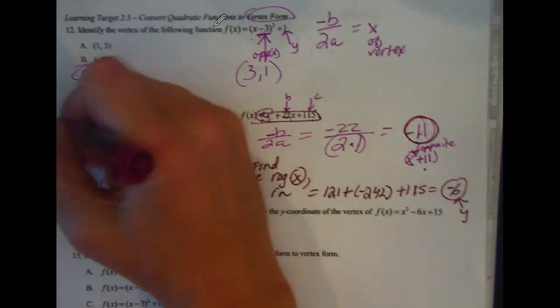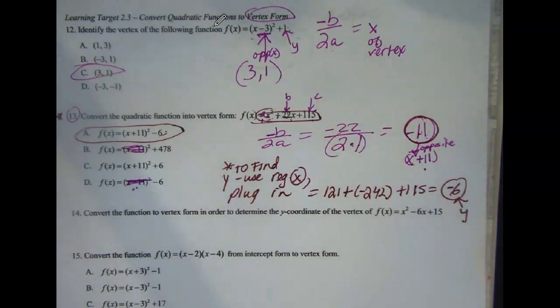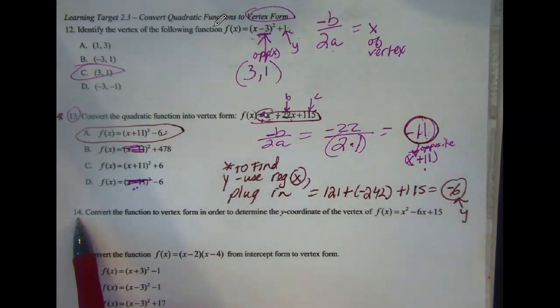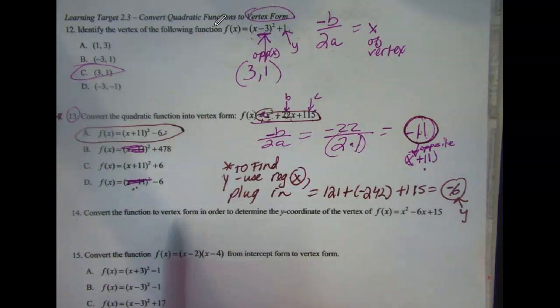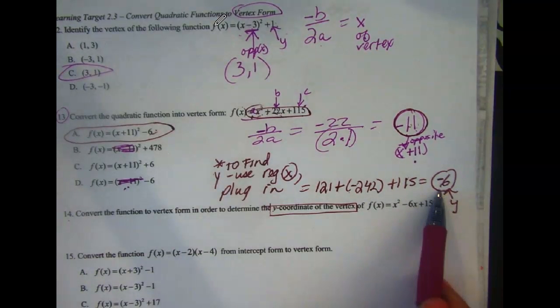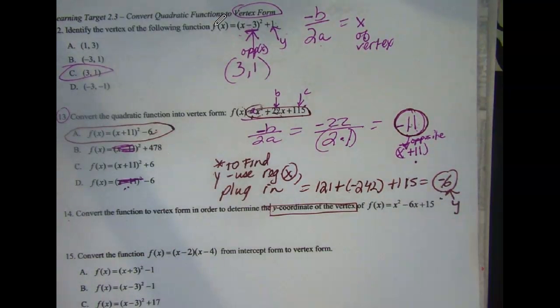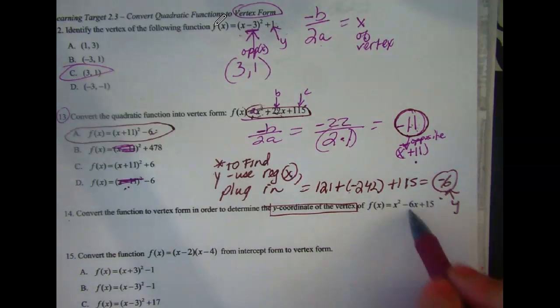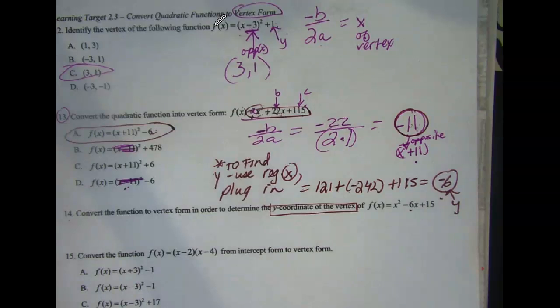Okay, so this was the more involved one. We did ones like this. That's the vertex form, putting it in. All right, 14, converting the function to vertex form to find the y coordinate of the vertex. So that's there. So we have to find the x first. So if we have this, so we know the y, we have to find our x first.